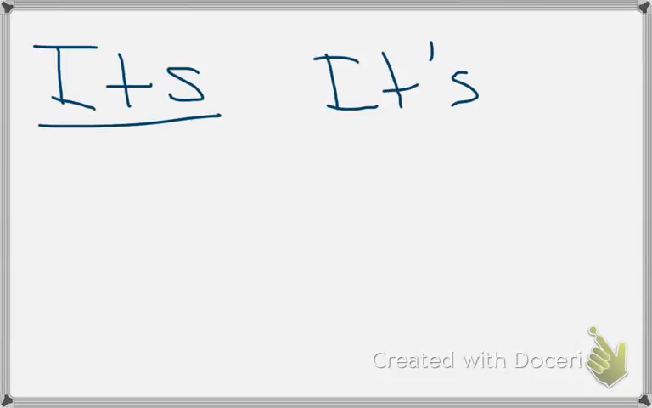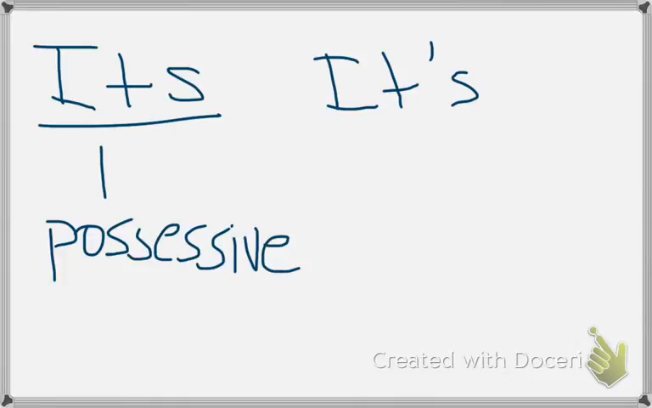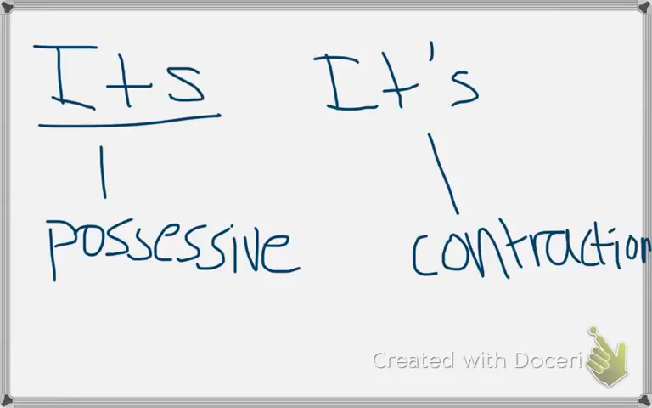This is the possessive pronoun. So this is possessive. And this right here is the contraction of it is. So right here is the contraction, so it is obviously, and then it's. So we got that one down.